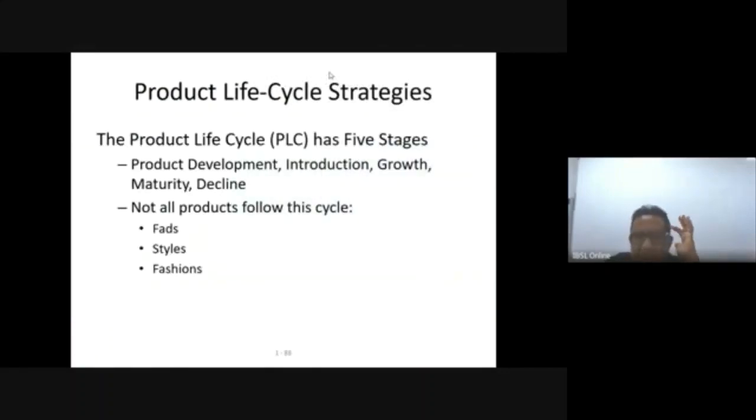The product life cycle has five stages: product development, introduction, growth, maturity, and decline. Not all products follow this cycle. Some products have very short life cycles. Fads, styles, and fashions, they are called. They have a very short life cycle.